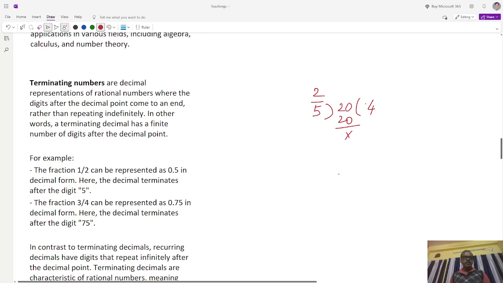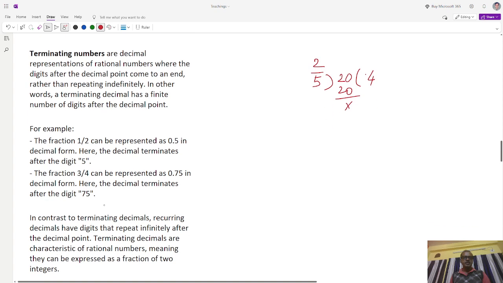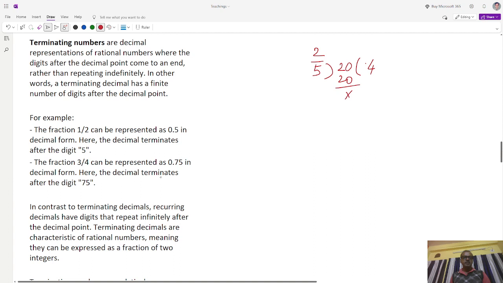The fraction 1 by 2 can be represented as 0.5 in decimal form. Here the decimal terminates after the digit 5. The fraction 3 by 4 can be represented as 0.75 in decimal form. Here the decimal terminates after the digit 75.